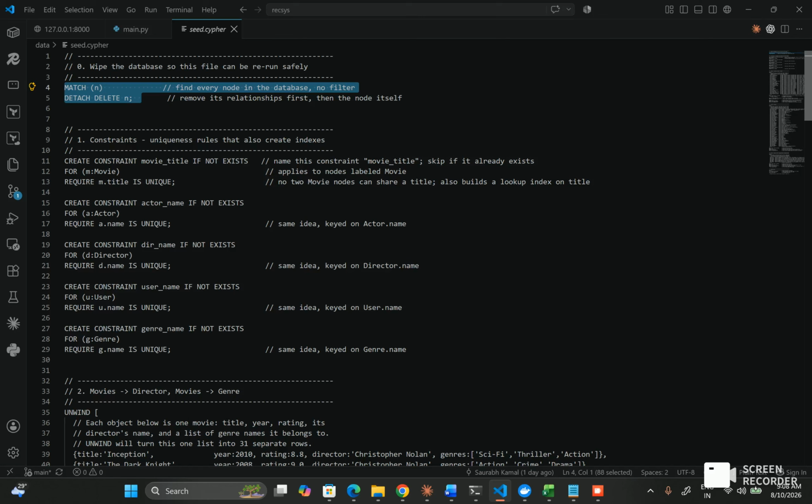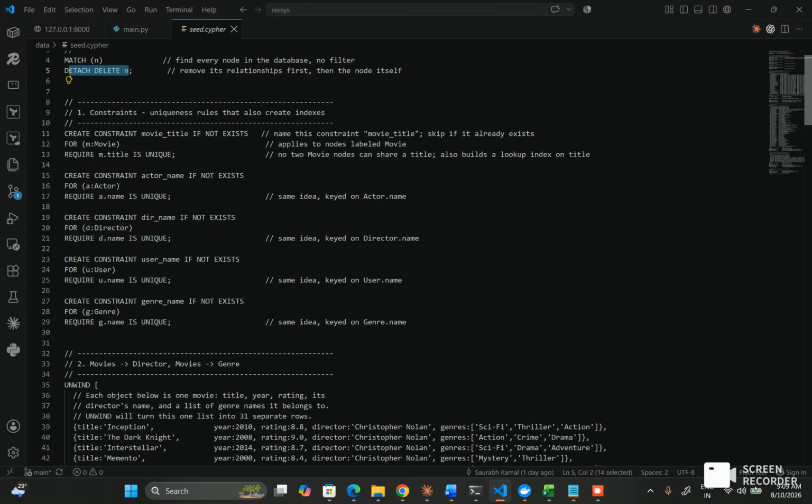This line, MATCH (n) DETACH DELETE n. This first line wipes everything. DETACH DELETE removes a node's relationships first, then the node itself. Cypher won't let you delete a node while something's still connected to it. This line is what makes the whole file safely rerunnable.